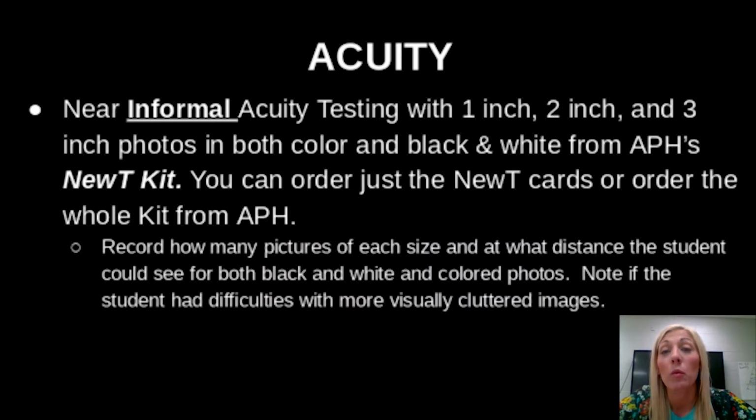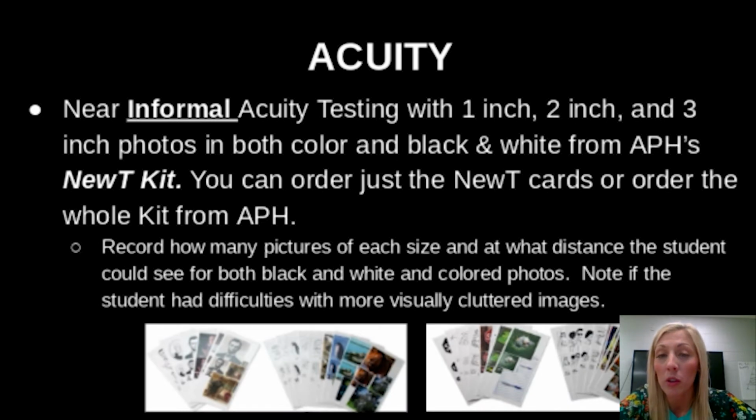Another resource for acuity that we really love to use, especially for the near informal acuity testing, is APH's Newt kit. They come with the 1-inch, 2-inch, and 3-inch photos in both color and black and white. And you can order just the cards or you can order the whole kit. How you use these pictures, this is what we really love for our FEA when we're writing it in our report. We record how many pictures of each size and at what distance the student could see for both the black and white pictures and then the colored pictures. And you can know if the student had difficulties with more visually cluttered images, the colored versus black and white, how detailed the picture was, and at what distance they were able to see more of.